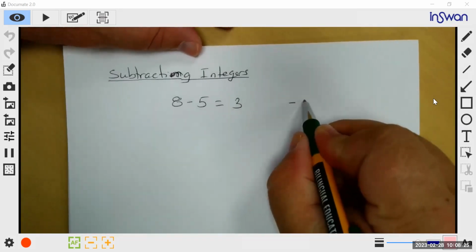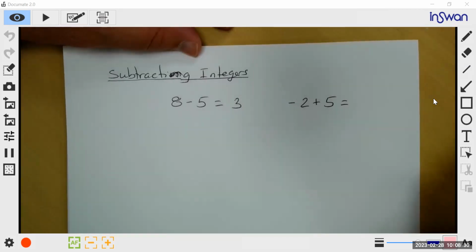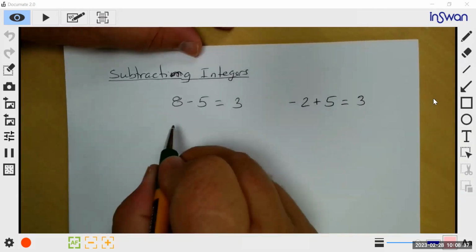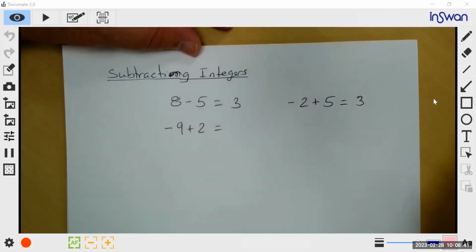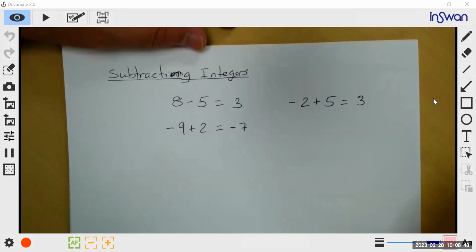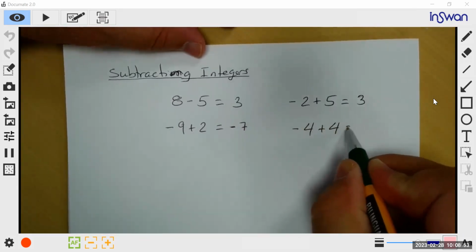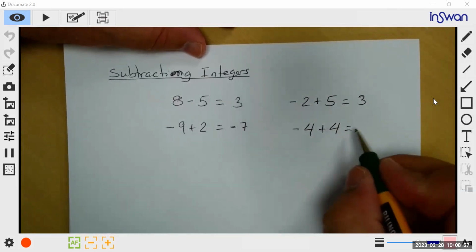How about negative 2 plus 5? Positive or negative? Positive 3. Negative 9 plus 2. Negative 4 plus 4. 0.